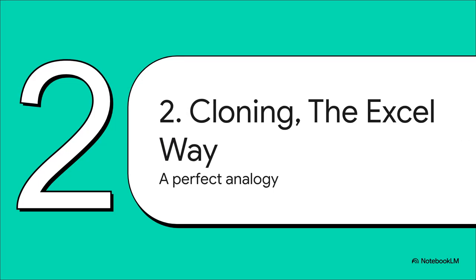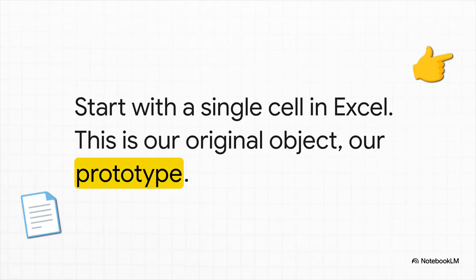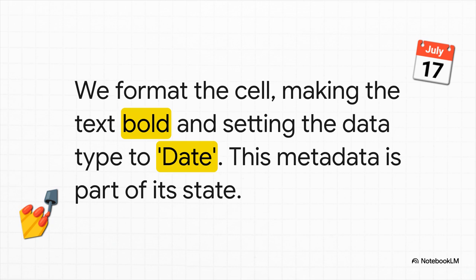To really wrap our heads around what a prototype is, let's just forget about code for a second. Let's talk about something we've all used a million times, a spreadsheet. So, picture a single cell in Excel. That right there, that's our original object. It's our perfectly set up prototype that we want to duplicate. And we don't just put some data in it. We give it a specific state. We make the text bold, and we tell Excel, hey, the data in here is a date. All that formatting, all that metadata, that's part of our object's state.